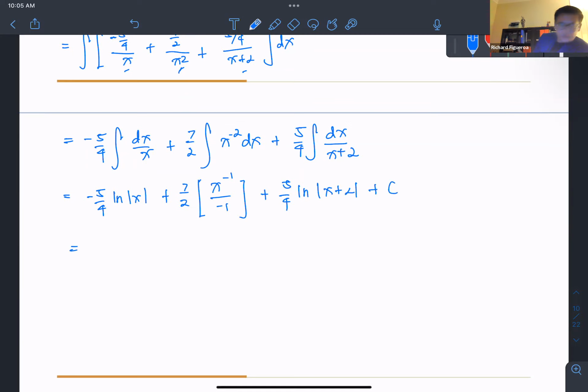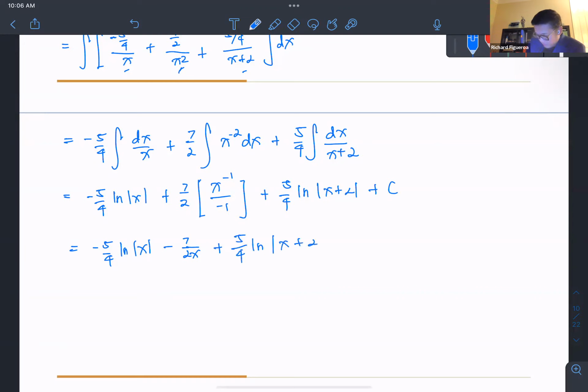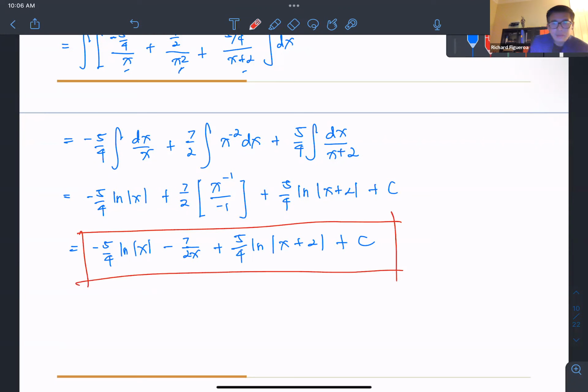So finally, we'll have negative 5/4 ln of x. Then I'll have a negative 7/2, so x raised to negative 1, baba na lang natin siya. I'll have negative 7/2x. And plus 5/4 ln of x plus 2 plus c. So that makes our final answer for partial fraction.